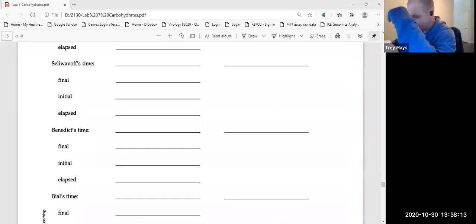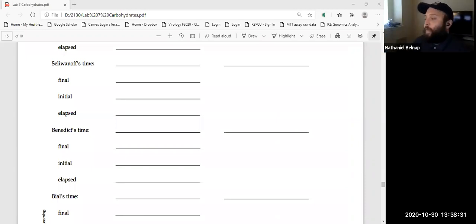When I flip back into the Seliwanoff's section in the lab manual, it says it goes to a cherry red product within 2 minutes or 10 minutes, I guess. Does that make sense to everyone? Okay, and we're going to go through the video too, so we can see it. But I just want to explain that to everyone.